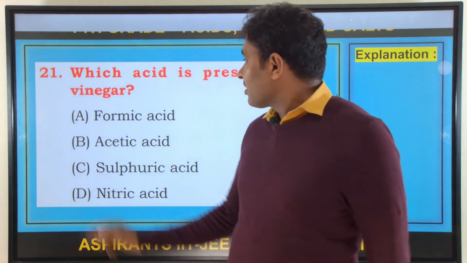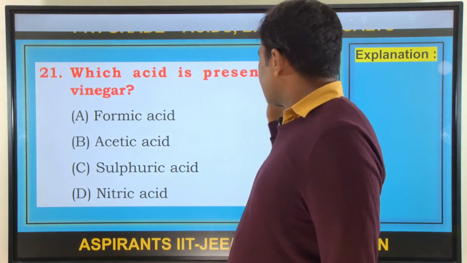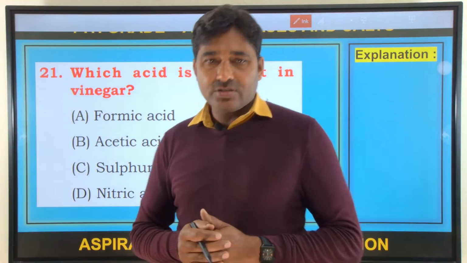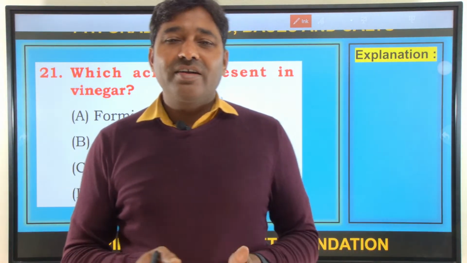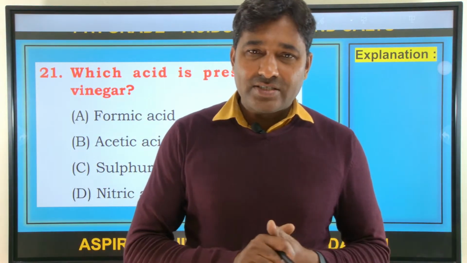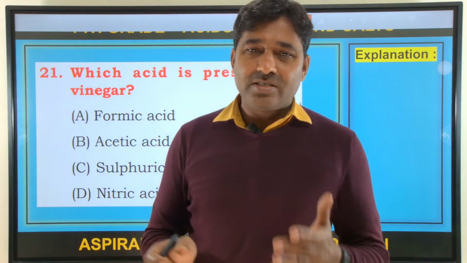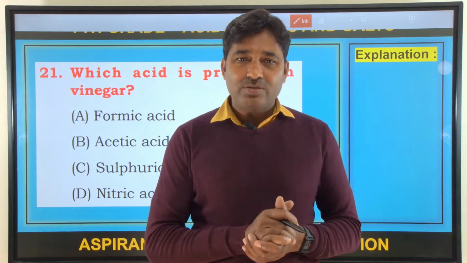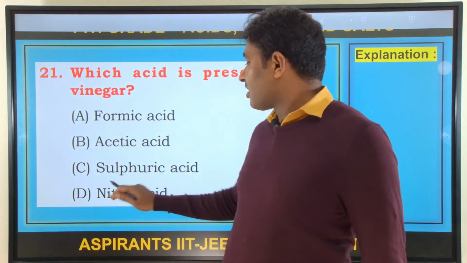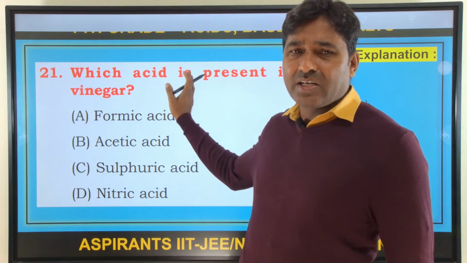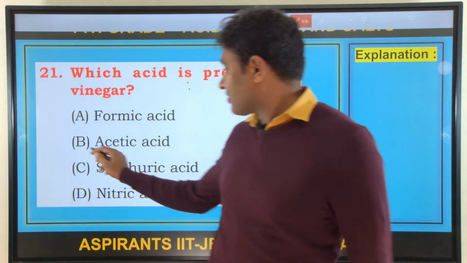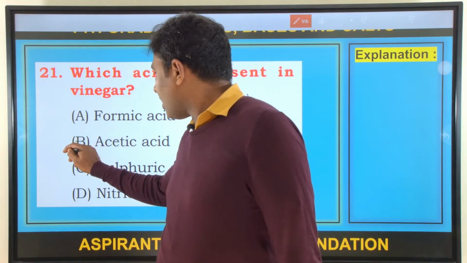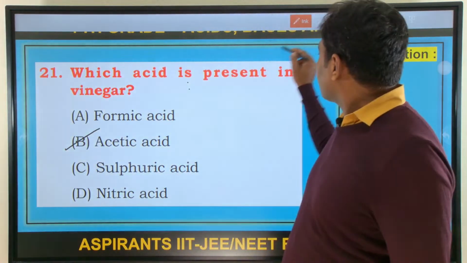Question 21. Which acid is present in vinegar? Generally, vinegar contains diluted acetic acid. When 4 to 5% acetic acid is present in its aqueous solution, that resultant component is called what? Vinegar. That means vinegar contains what? Acetic acid. The diluted acetic acid is called vinegar. Okay, our option is B.